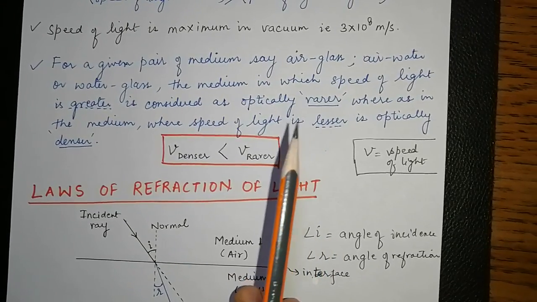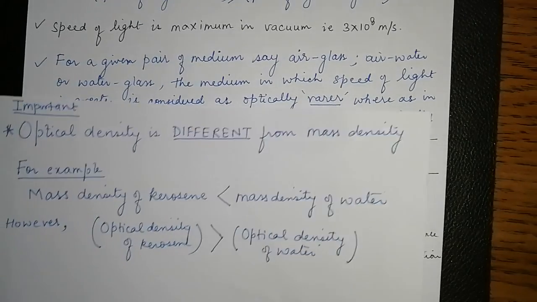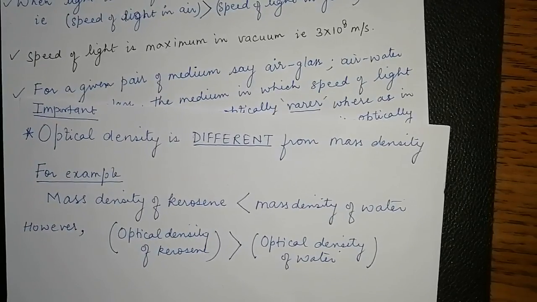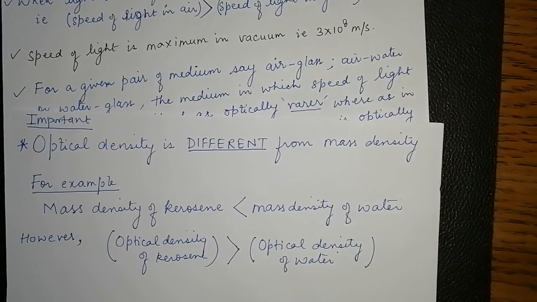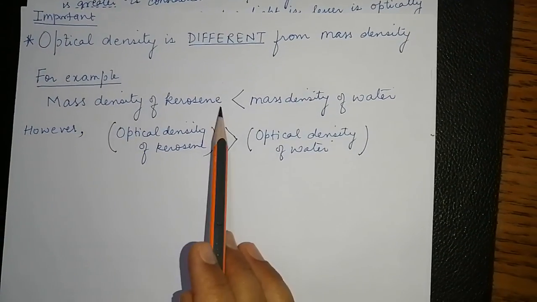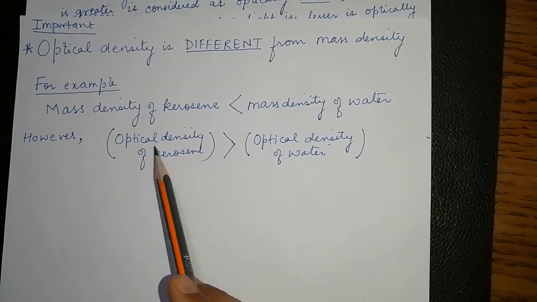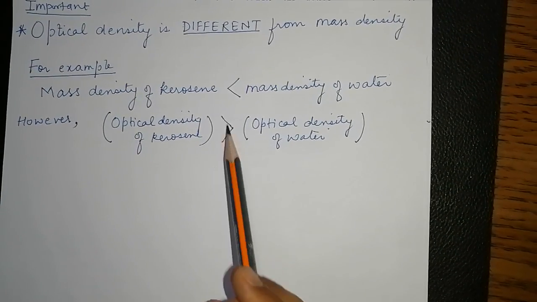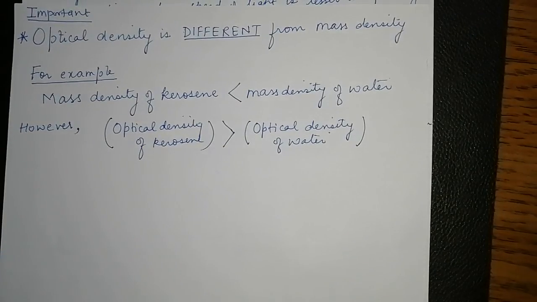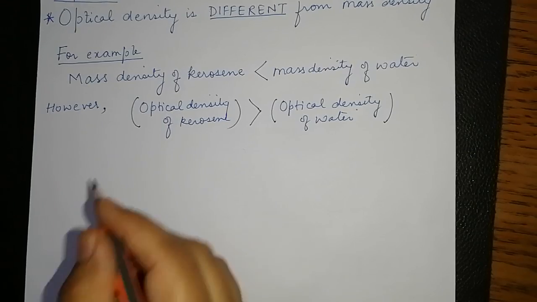So in order to emphasize on optically denser and optically rarer medium, I want to tell you that optical density is different from the mass density. For example, the mass density of kerosene is less than the mass density of water. However, optical density of kerosene is greater than the optical density of water. How will you be able to understand? Now, it will be more clear to you if I explain it.